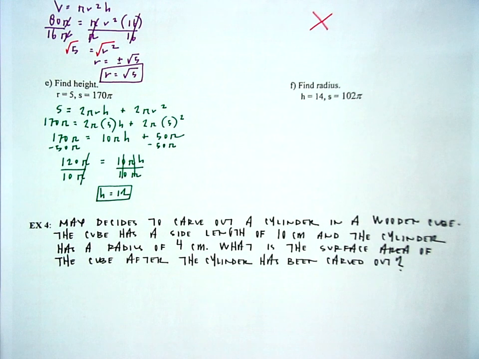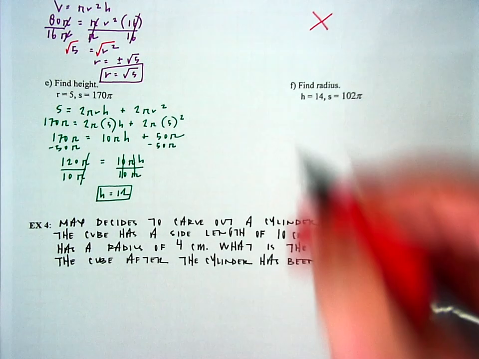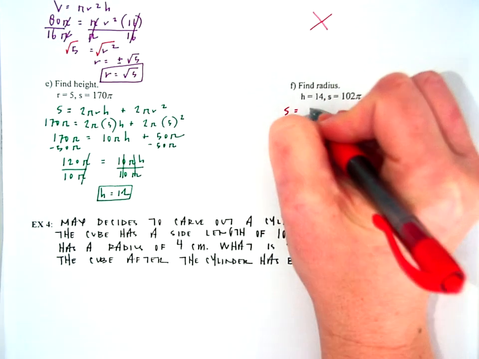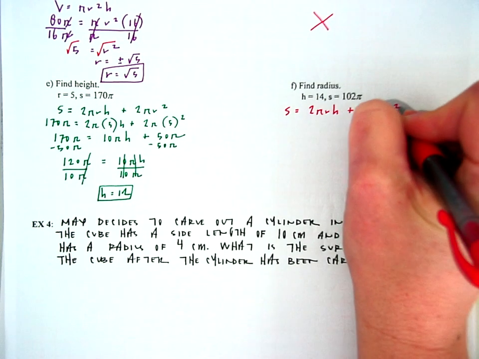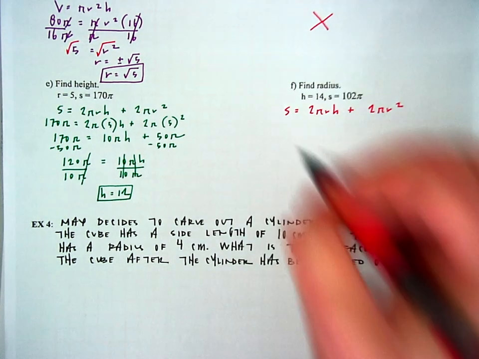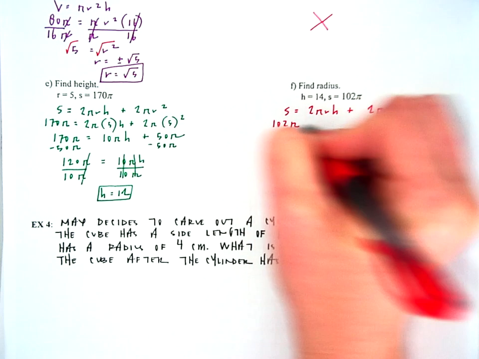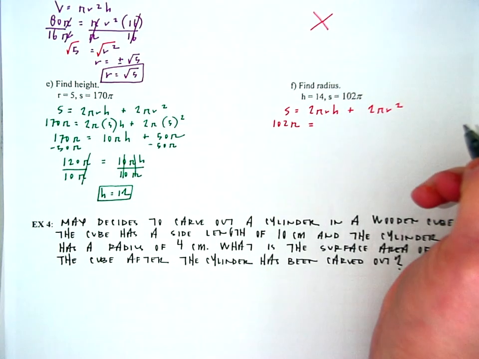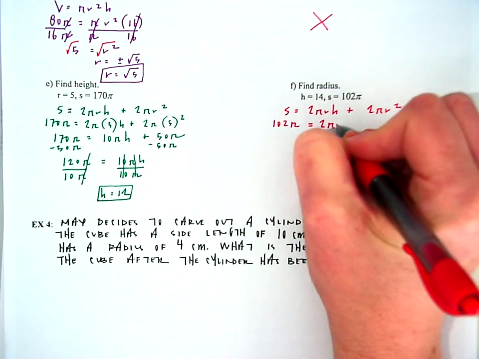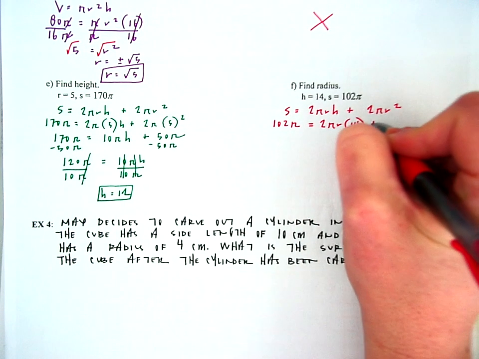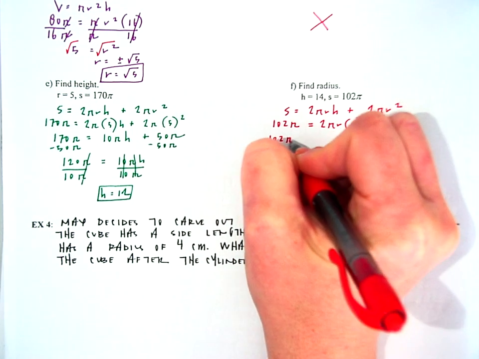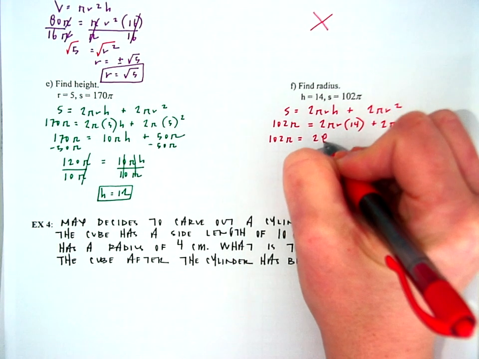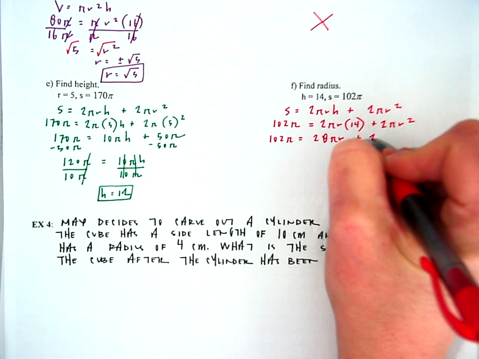All right, lastly, find the radius. We know the height, we know the surface area. So again, surface area formula. We're looking at the circumference times the height plus the two base areas. And I'm plugging in a 102 pi for the surface area, and I'm plugging in a 14 for the height. So 2 pi r times 14 plus 2 pi r squared. Clean it up. 102 pi is equal to 28 pi r plus 2 pi r squared.